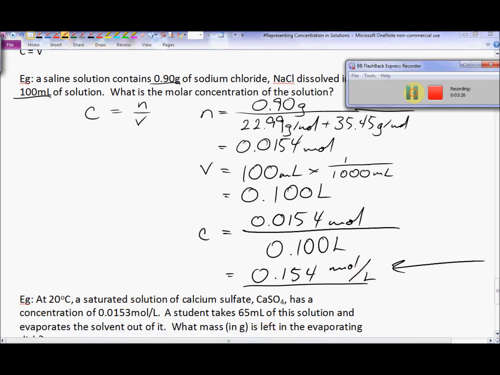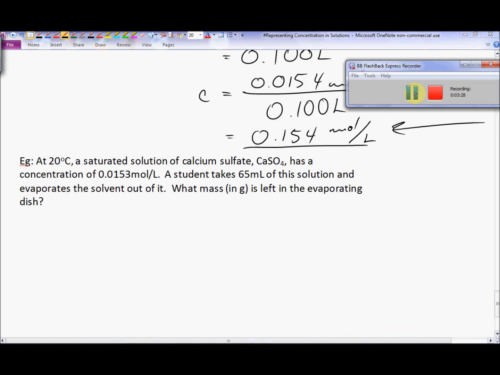Okay, we're down to our last example for amount concentration, the last example of the lesson here now. At 20 degrees Celsius, a saturated solution of calcium sulfate has a concentration of 0.0153 moles per liter. A student takes 65 milliliters of this solution and evaporates the solvent out of it. What mass in grams is left in the evaporating dish when this is finished?